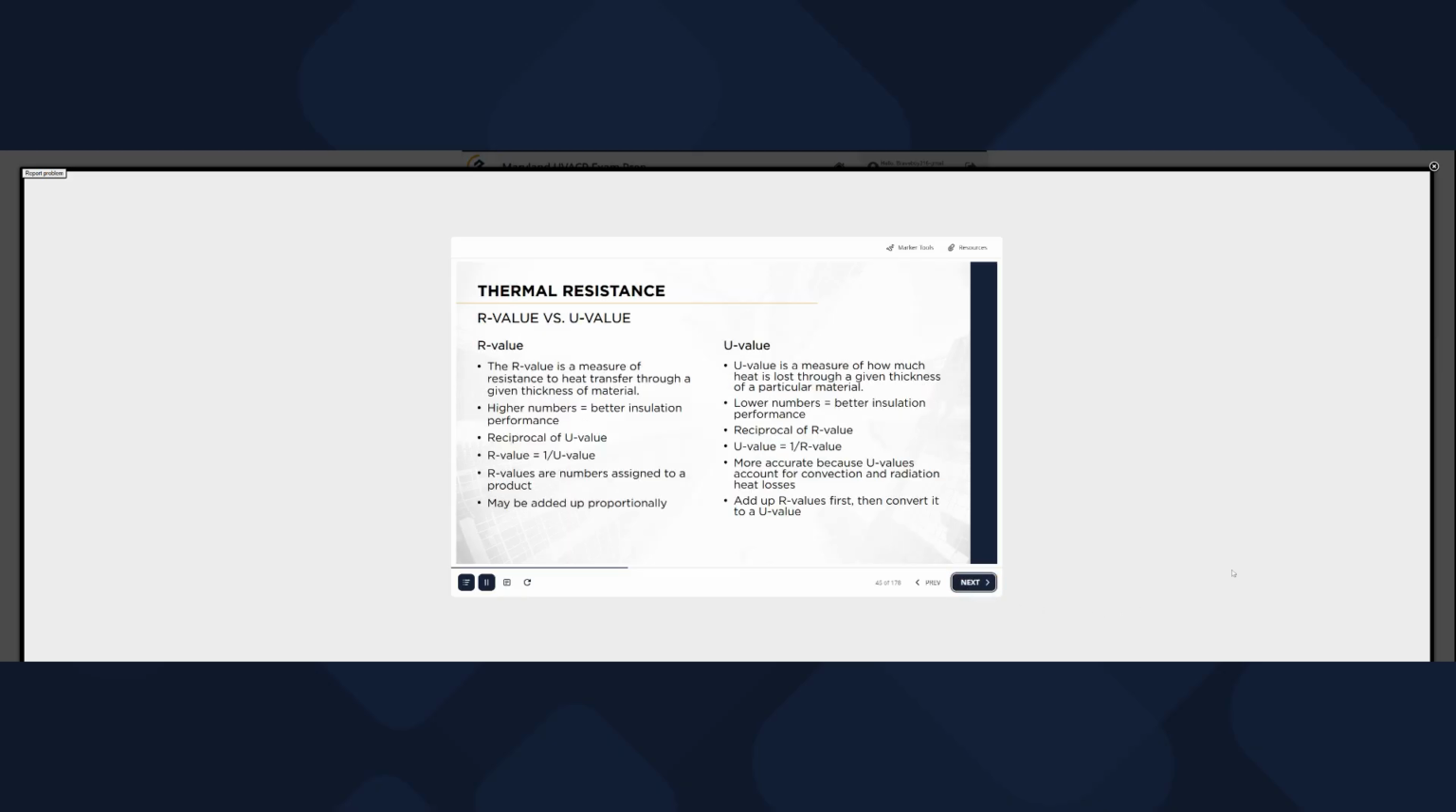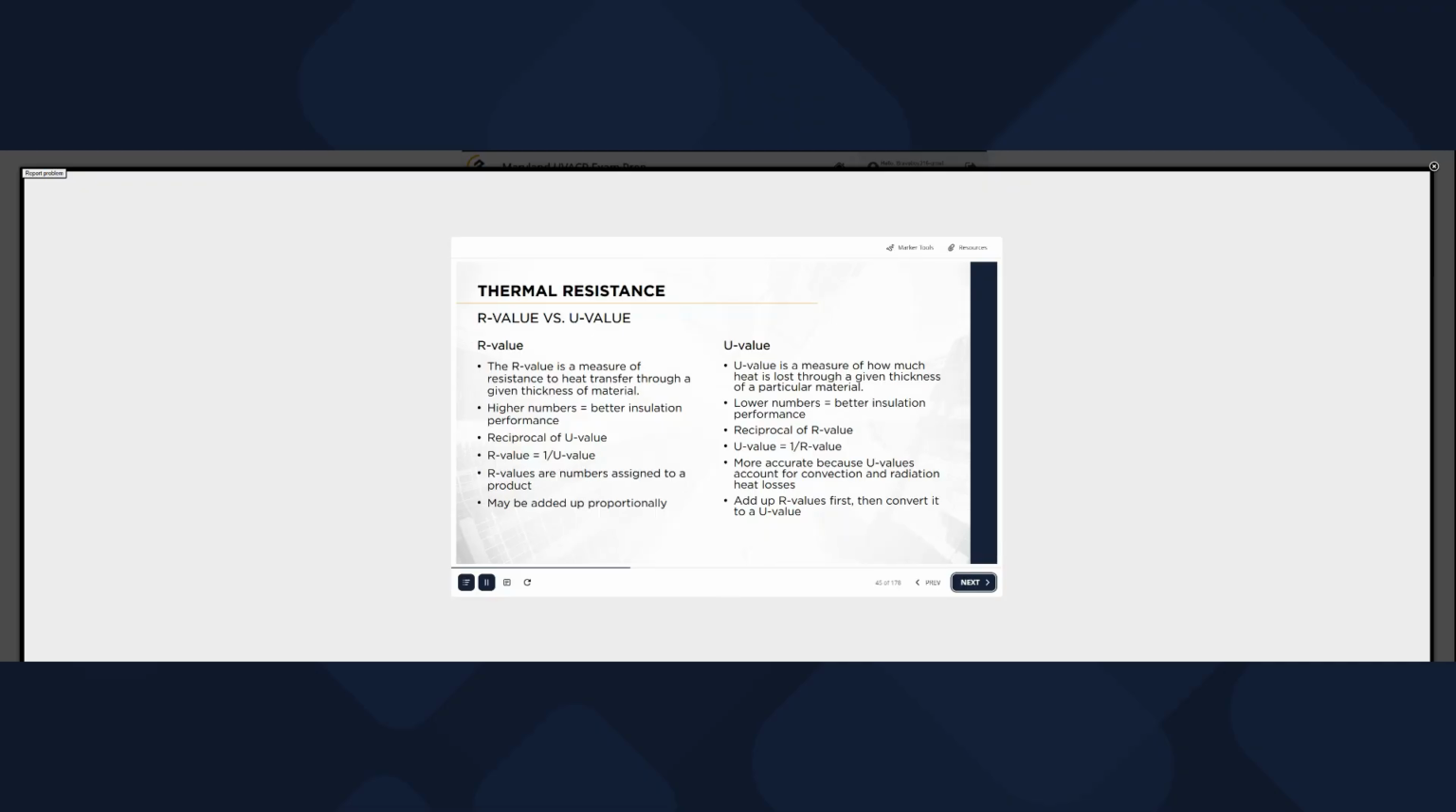R value versus U value. R value. The R value is a measure of resistance to heat transfer through a given thickness of material. Higher numbers indicate better insulation performance. Reciprocal of U value. R value equals 1 divided by U value. R values are numbers assigned to a product. May be added up proportionally.